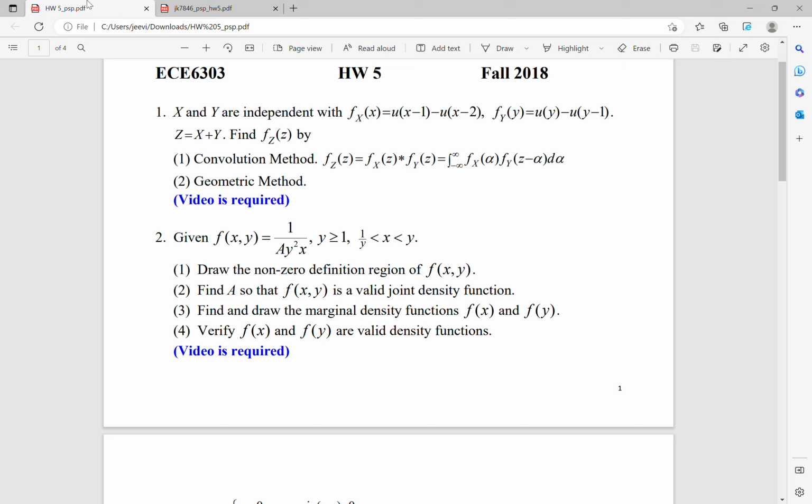Hello everyone, I'm Jivika Kanchella and I'll be explaining the solving of the second question in homework 5 of the course Probability and Stochastic Processes. Therefore, let's have a look at the question.